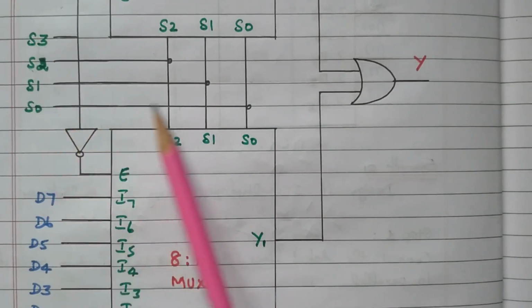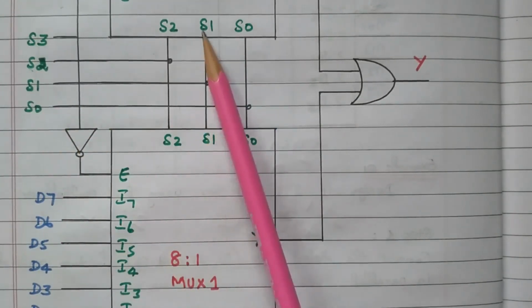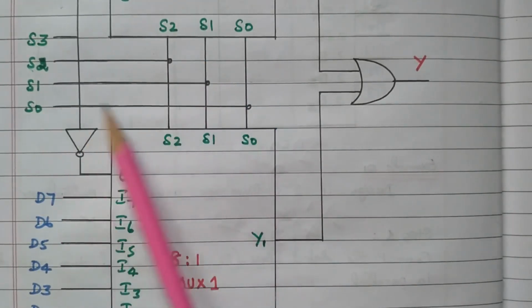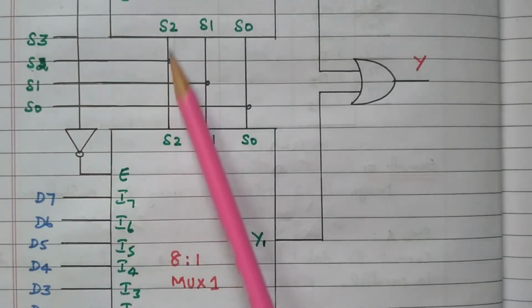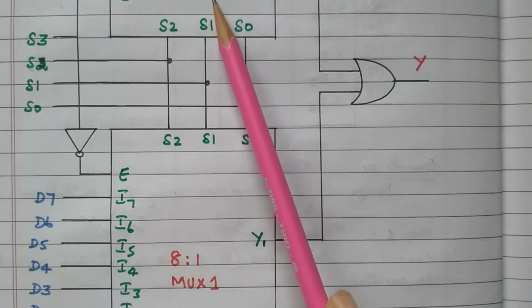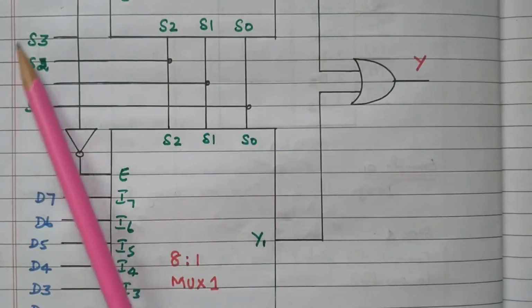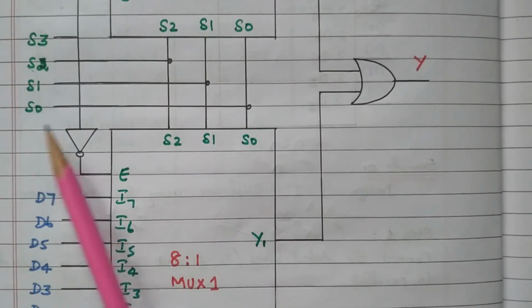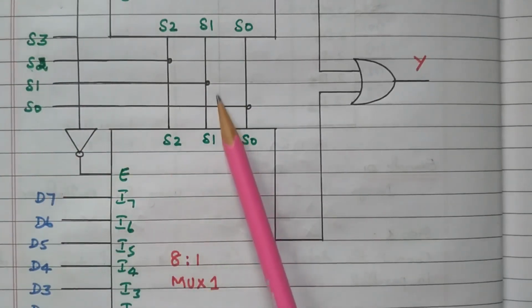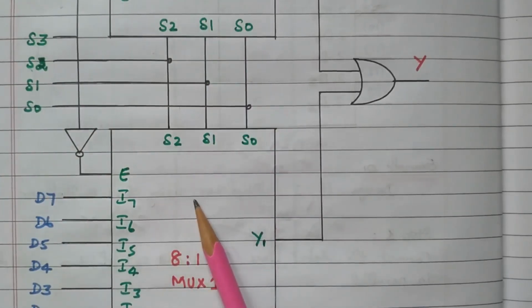Out of 4 selection lines, 3 are connected in parallel to the 8:1 multiplexers: S0, S1, S2, right. These 3 are connected in parallel with the 8:1 multiplexers. So this is the selection line of the 16:1 multiplexer, out of which 3 are connected to the 8:1 multiplexers, right.